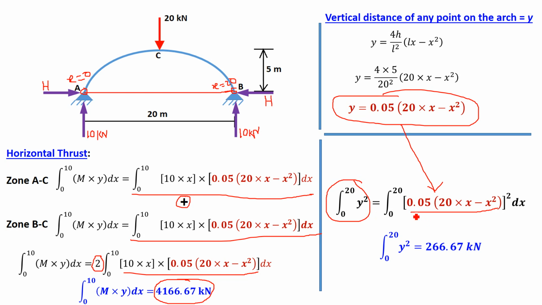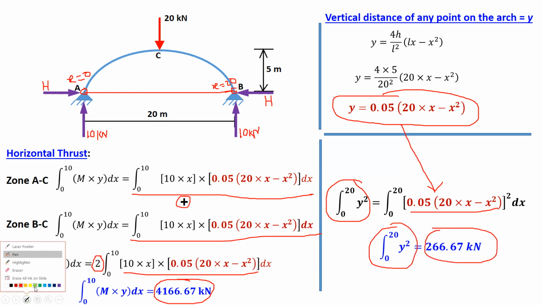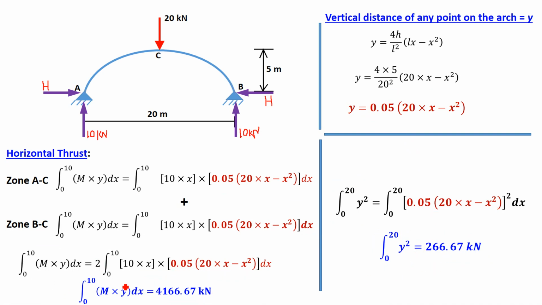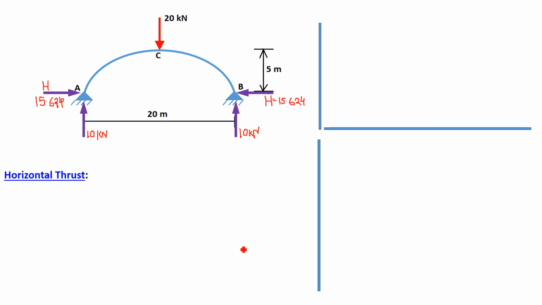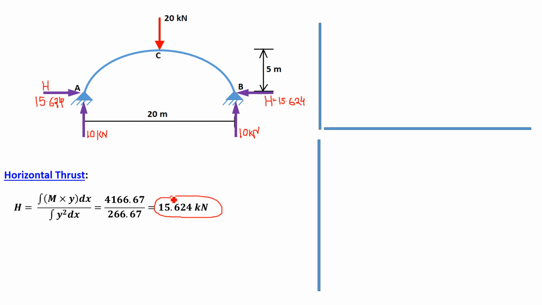Okay, so put the value of y. Again, if you integrate this y square either in your calculator or manually, you will get the value of y square as 266.67, right? So this divided by this is nothing but horizontal thrust. So if you substitute these values, you will get horizontal thrust is equal to 4166.67 upon this. The answer is 15.624, right? This is the final value of horizontal thrust, which is also called horizontal reactions.